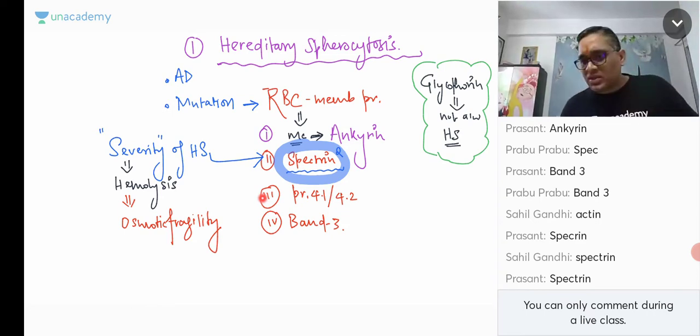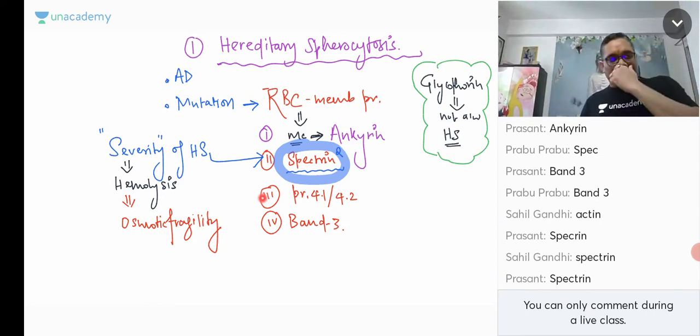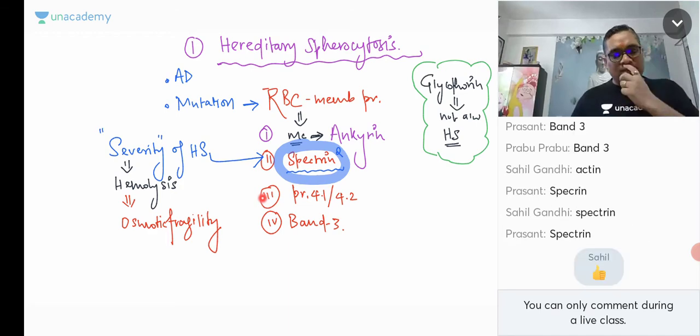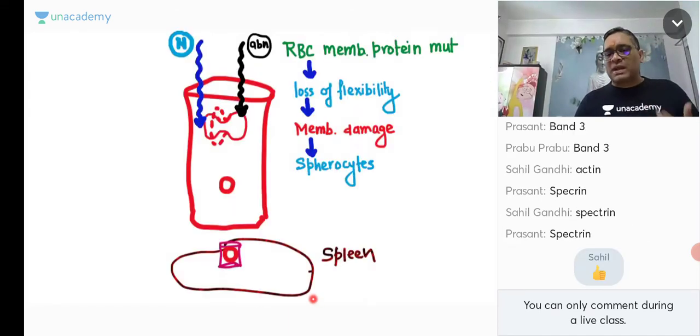If you remember, yesterday I was telling you about the normal RBC and normal RBC membrane proteins. What was their function? Flexibility, remember? Flexibility was their function. So if these are mutant, what will happen to the flexibility of the RBC? Can you see this?